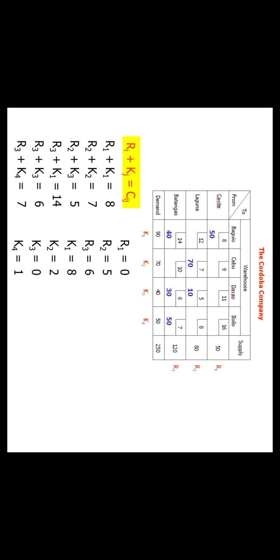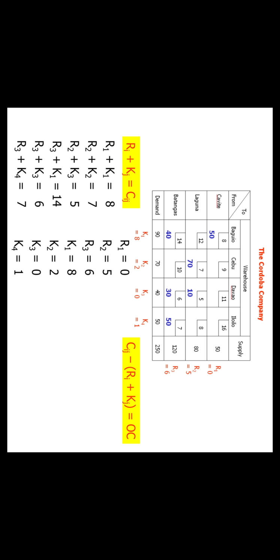So after we have determined the values of our row and column indicators, we just place them on our tableau. And then we shift our focus to our unused cells. And this time, apply the formula C sub i j minus the quantity R sub i plus K sub j equal to your opportunity cost. Again, my direction of analyzing the tableau would be from left to right and top to bottom. I'll begin with the unused cell with a cost of 9.